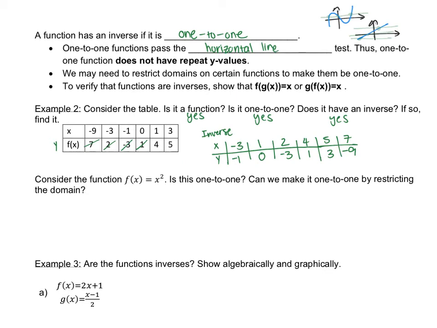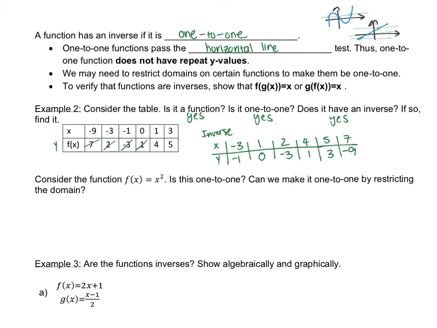So essentially for tables, just switch the x and y values, but make sure they correspond with each other. And yeah, that was it. So then for the next one, consider your function x squared. So this is a parabola or quadratic. Is it 1-to-1? Can we make it into 1-to-1 by restricting the domain?